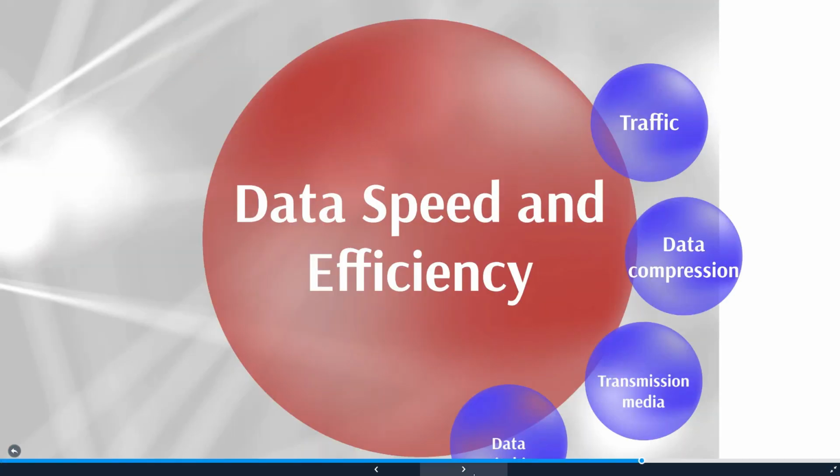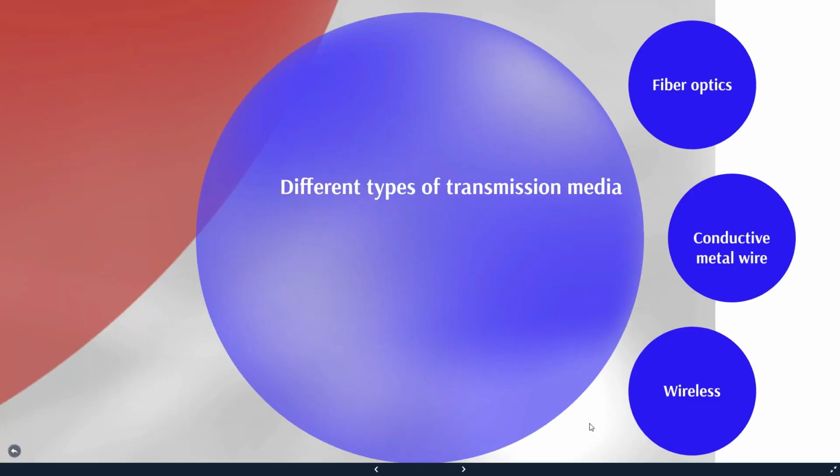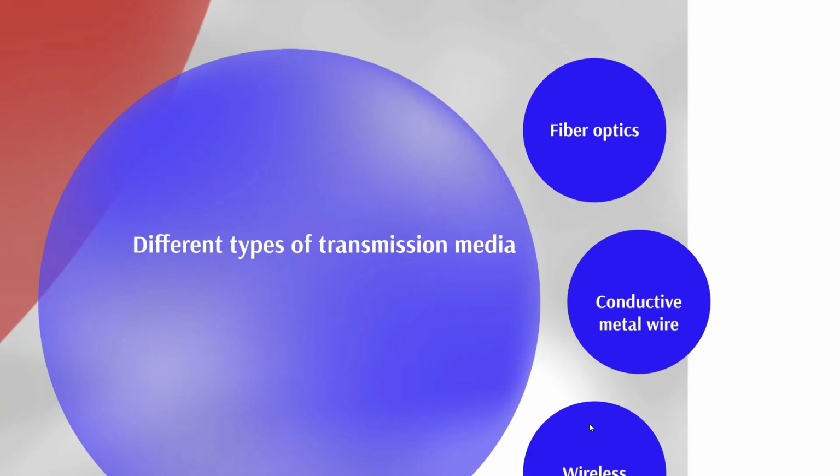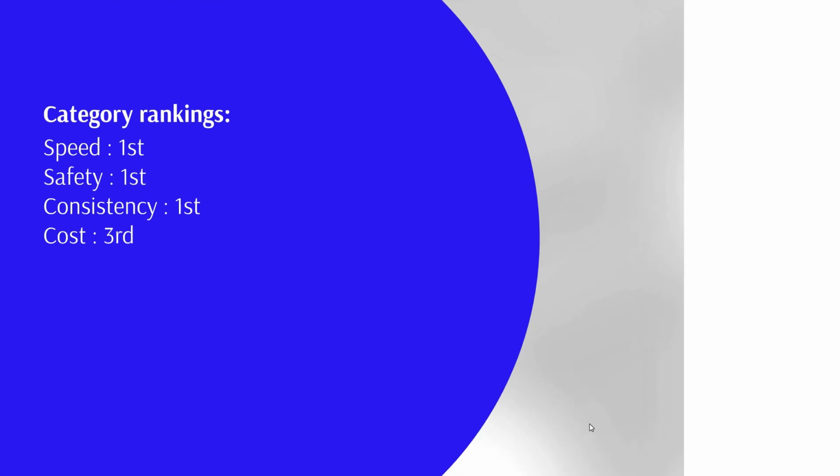In general, the biggest impact on how fast a network can transport a set amount of data, assuming traffic is consistent, would be the transmission media used. The three most common data transmission media would be fiber optic, conductive metal wire, and wireless. Out of these, in terms of speed, consistency, and safety, fiber optics are by far the most effective, though in terms of cost, they are the most costly.